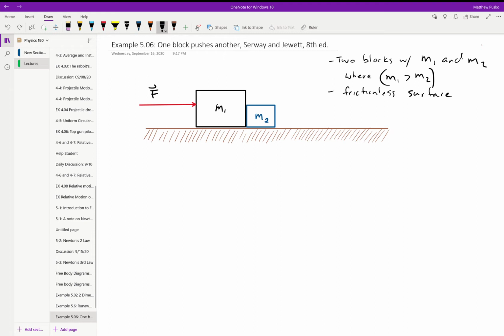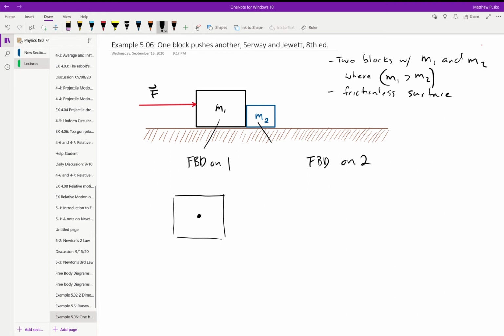Okay, so what we should do first is look at free body diagrams of each of these. So, a free body diagram on 1, and then a free body diagram on 2. That should always be your first step if you have forces involved. Well, if I had mass 1 right here, that's our mass center.